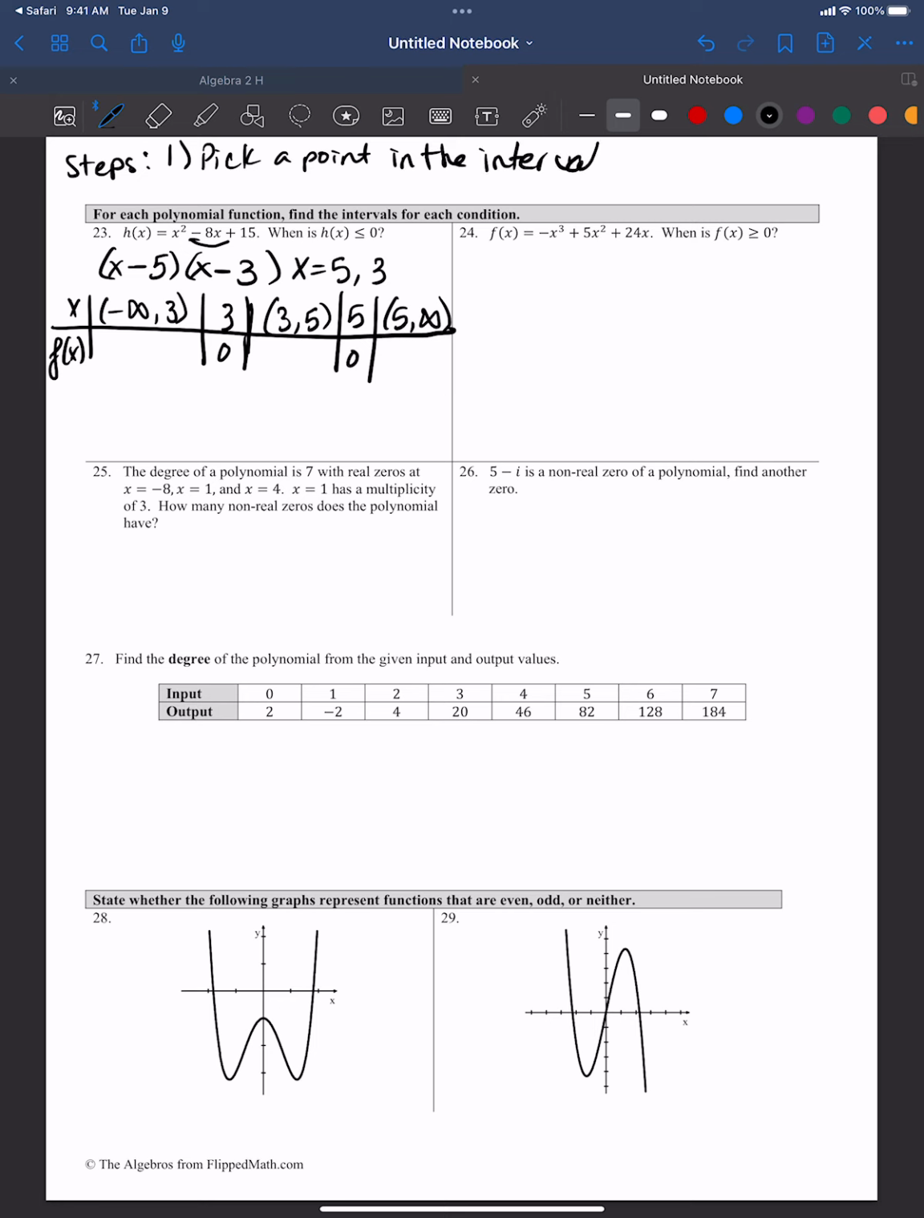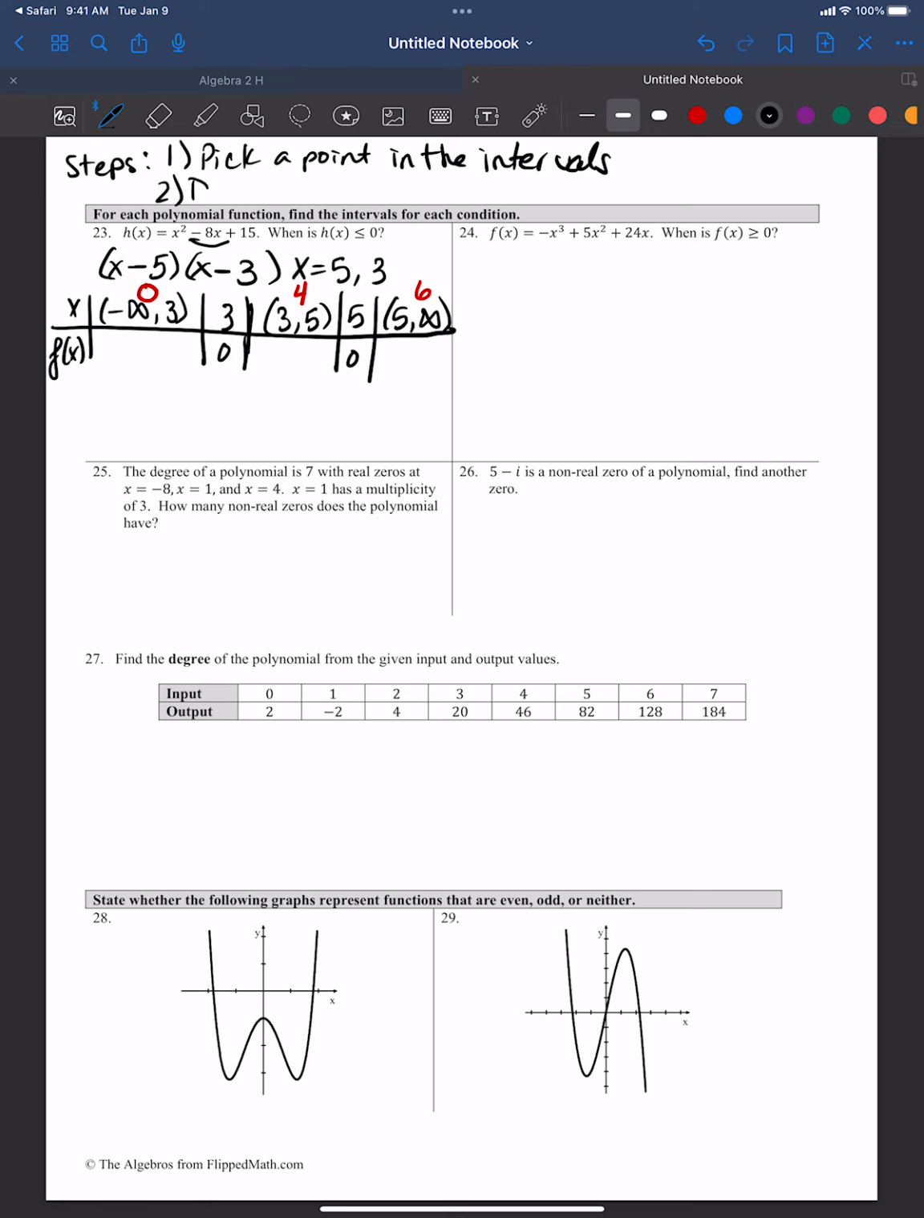So if I'm looking for a value between negative infinity and 3, maybe I want to use 0 because that'll be easy to solve for, right? Between 3 and 5, well, there's only 4. And then from 5 to infinity, I'll just go ahead and settle with 6, right? You don't want to go too high of a number. You want to keep these values very simple. So you are going to solve for those values and then determine.